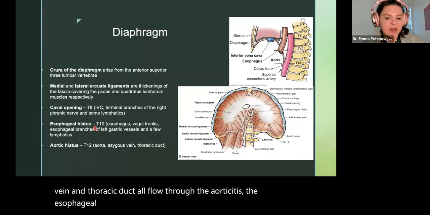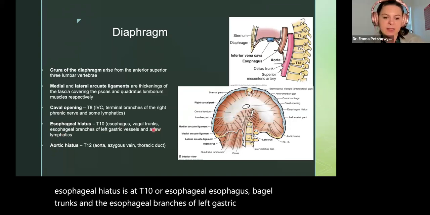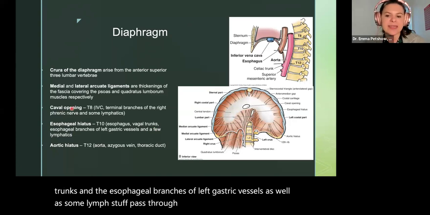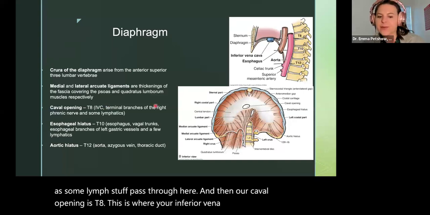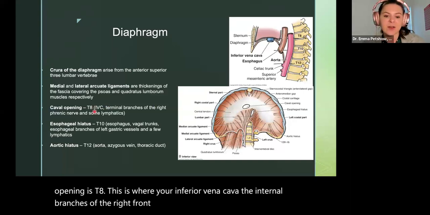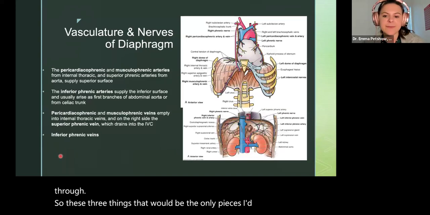Our esophagus, vagal trunks, and the esophageal branches of left gastric vessels, as well as some lymph stuff, pass through here. And then our caval opening is T8. This is where your inferior vena cava, the terminal branches of the right phrenic nerve, and some lymphatics also flow through. So these three things would be the only pieces I'd focus on here for this slide.